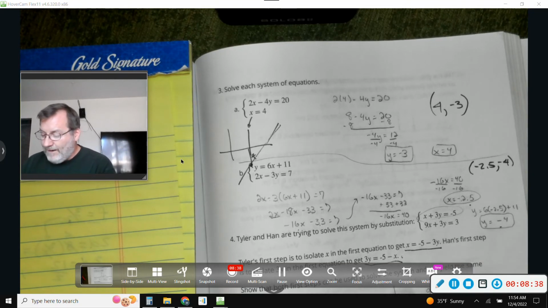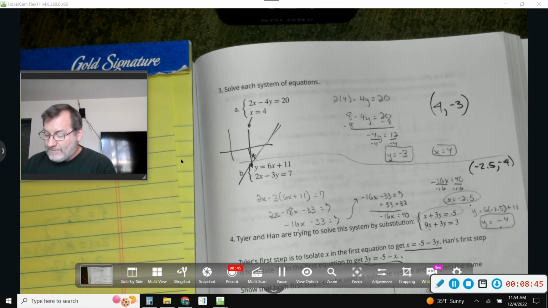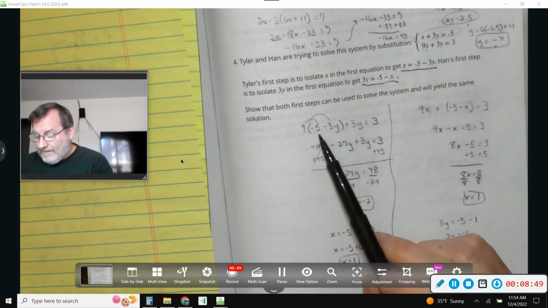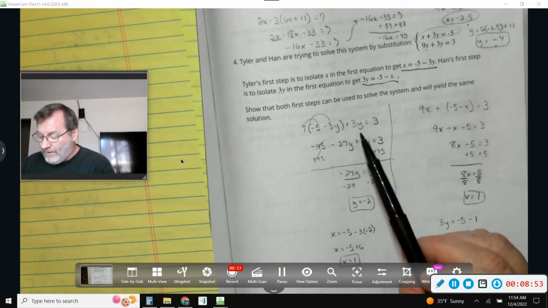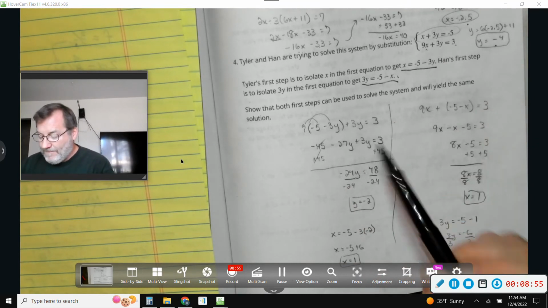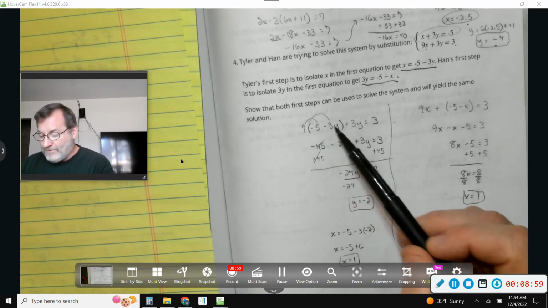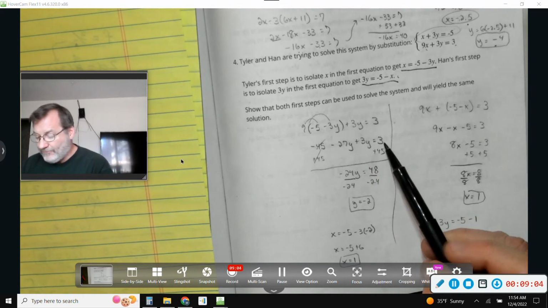If I solve for x, I can go and put that right down in here. All right, so 9 times negative 5 minus 3y, plus the 3y's right there, and then the 3's are here. We distribute, I get a negative 45. And then distribute again, I get a negative 27y, plus 3y plus 3 equals 3.